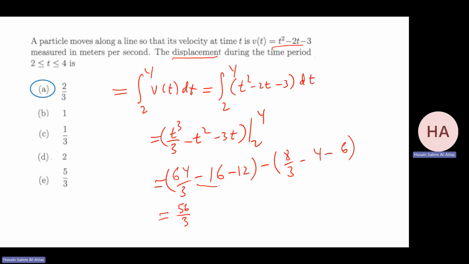Okay. I have minus 28 plus 10 minus 18. That gives me 56 over 3, so 56 minus 54 over 3, which is 2 over 3. That's the answer to the question.